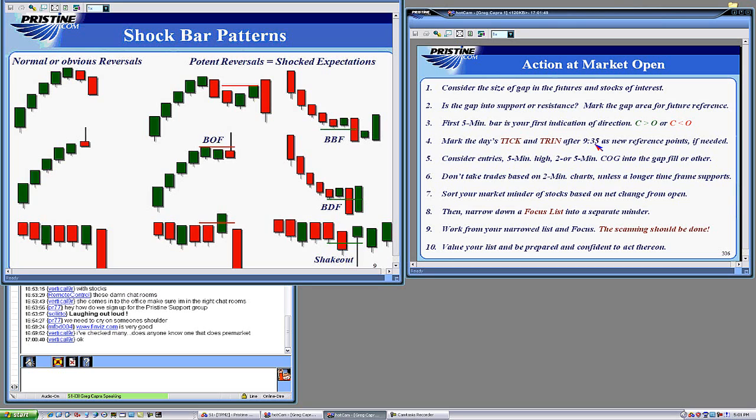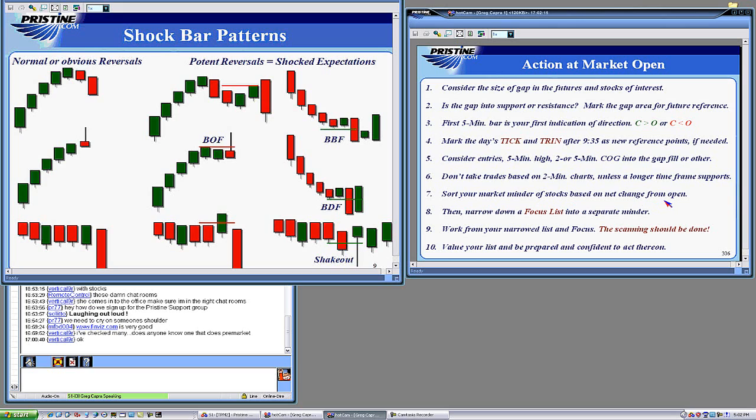And you want to let the ticks update for a couple of minutes after the market closes. I don't know why, but it continues to update. So to get the closing tick on a 5-minute chart, let it go until 5 minutes after 4. Consider your entry points based on what we've talked about. Don't take trades from 2-minute charts unless you got your bias from a higher time frame.